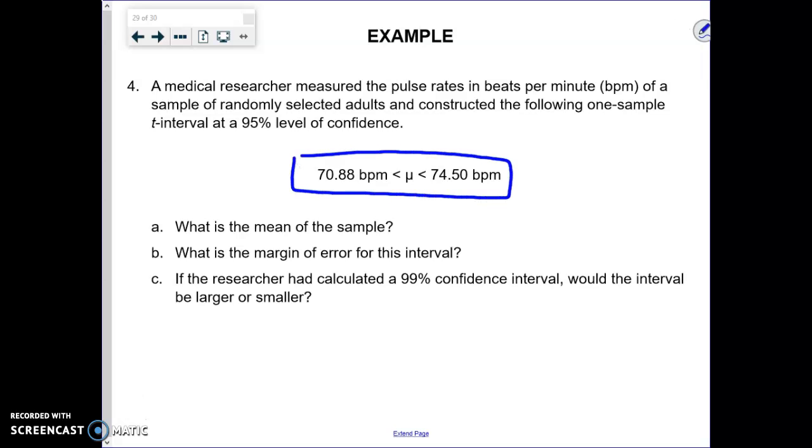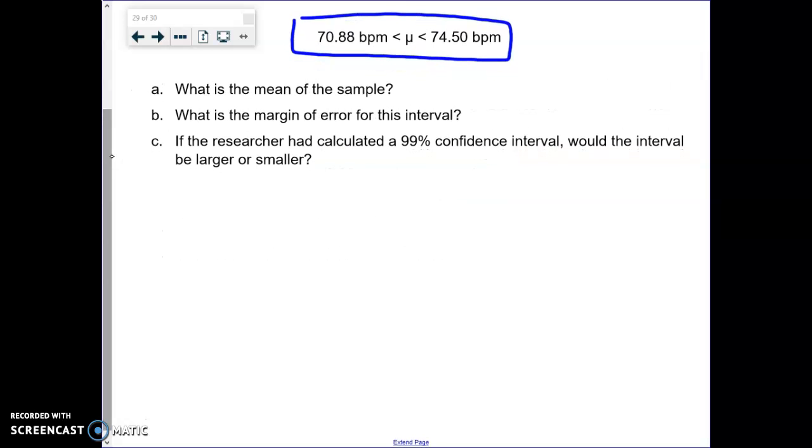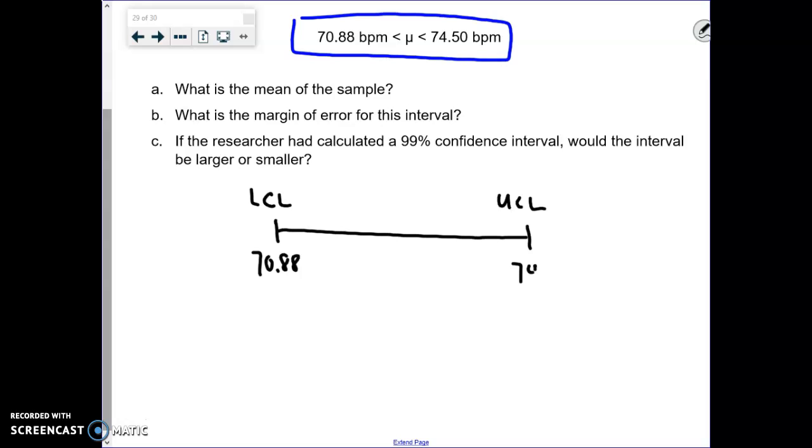And I'm going to write this down. I'm going to draw a little picture below here. So they've already given us the interval. So basically how this is set up is this. Here's your interval. Your lower confidence limit is 70.88 beats per minute. That is your lower confidence limit. Your upper confidence limit is 74.50 beats per minute. And what do you think is right smack dab in the center of that?